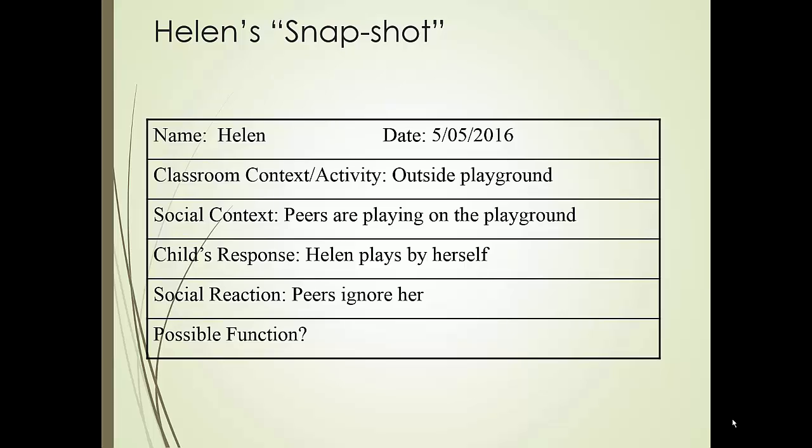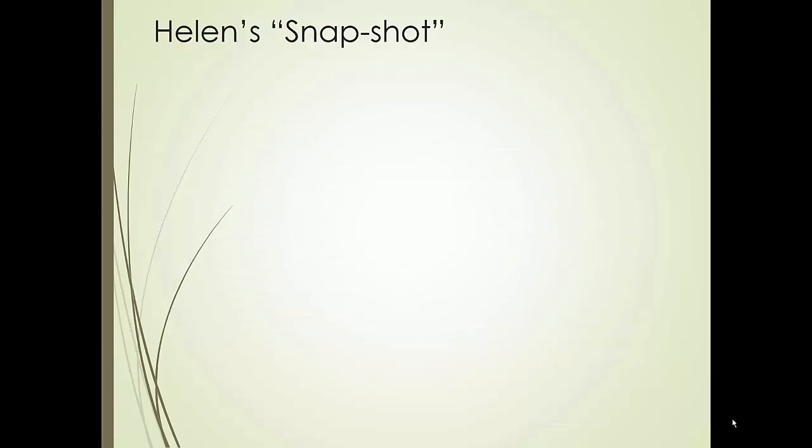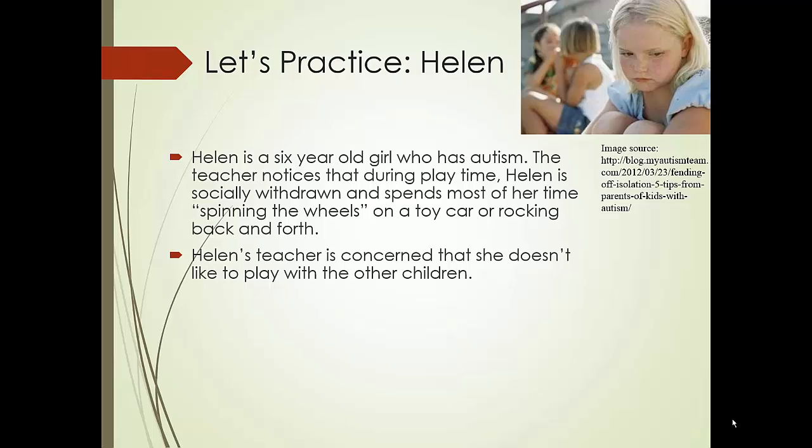So the possible function of Helen's behaviour could be sensory, and I use sensory here as a broad term, as in connected with understanding of her senses of the world around her, sensory processing. But Helen, of course, has weaknesses in her social skills, in her ability to respond, and we would be able to know that Helen may have those because she's socially withdrawn.